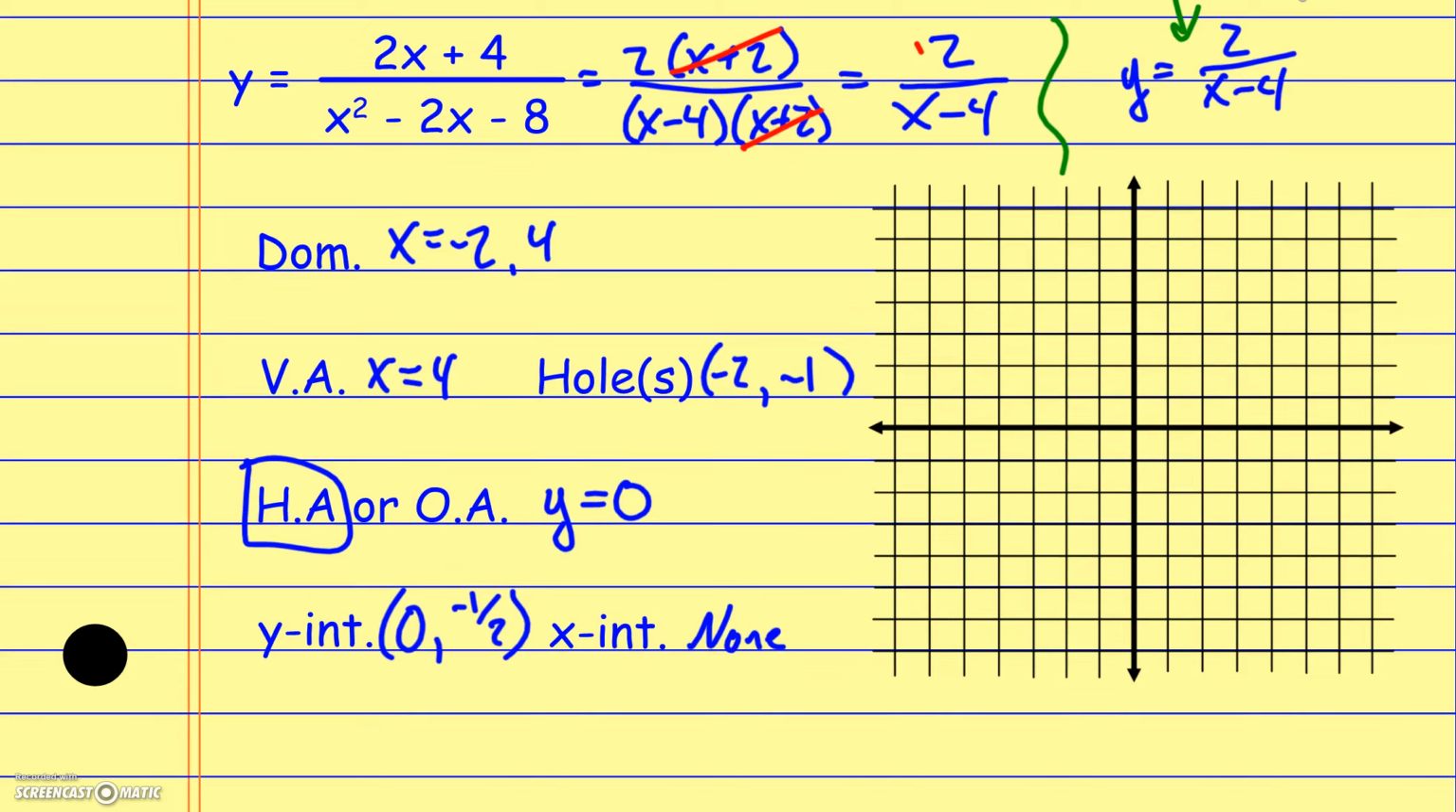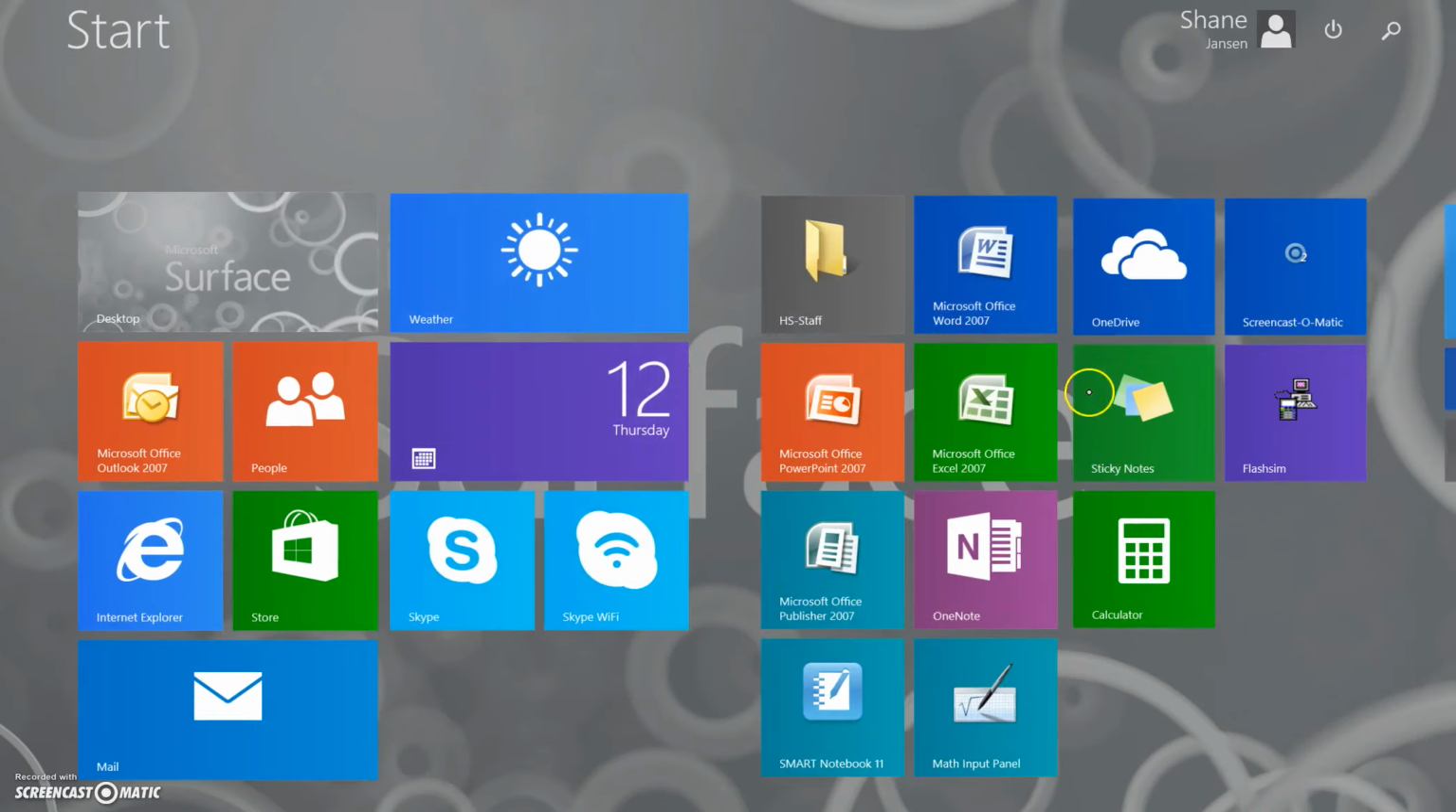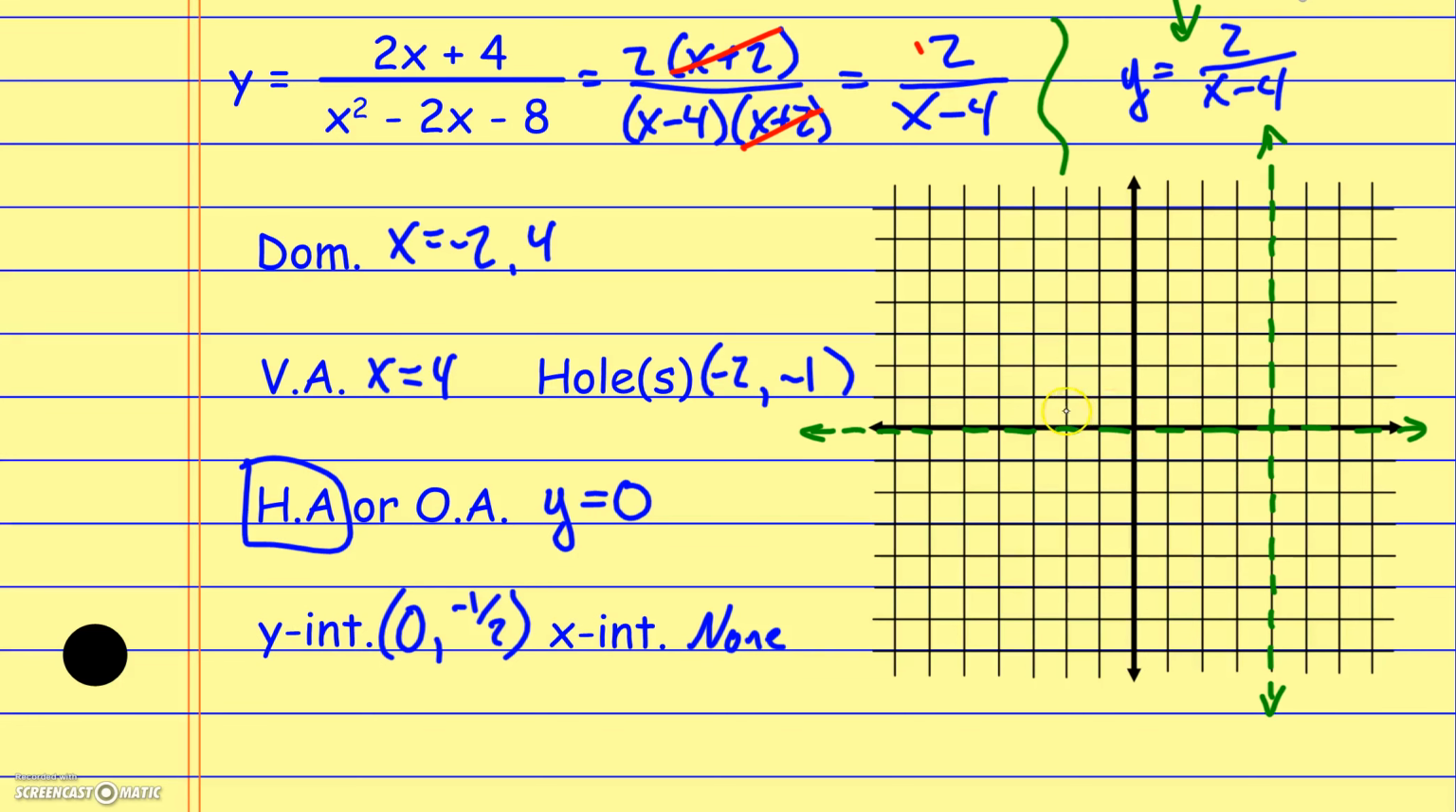So now again, when I graph, I start with the asymptotes. So x equals 4, I graph as a dotted line. Y equals 0, I graph as a dotted line. I start plotting these points. The hole in the graph is at negative 2, negative 1. So negative 2, negative 1 is down here. I do an open dot. From here, I have to plug in the y-intercept. The y-intercept is at a negative 1/2.